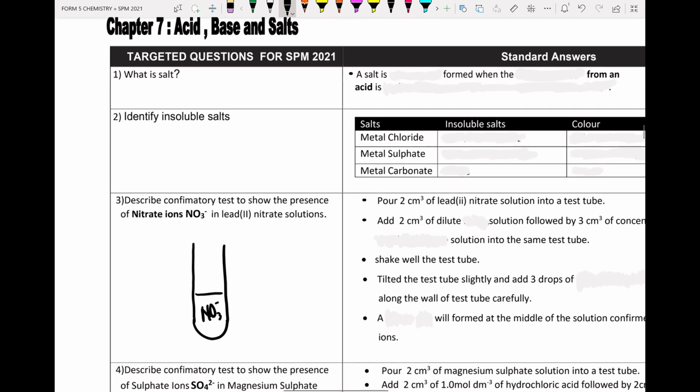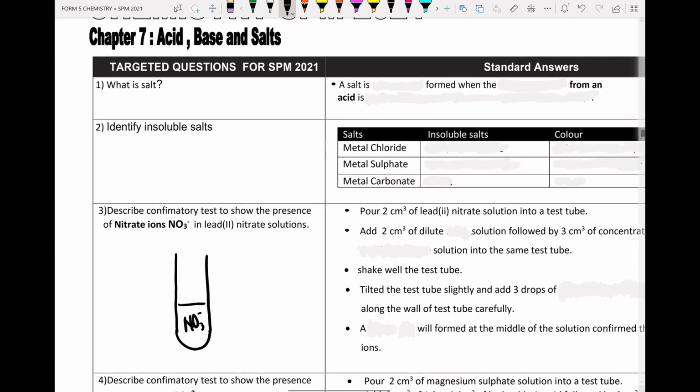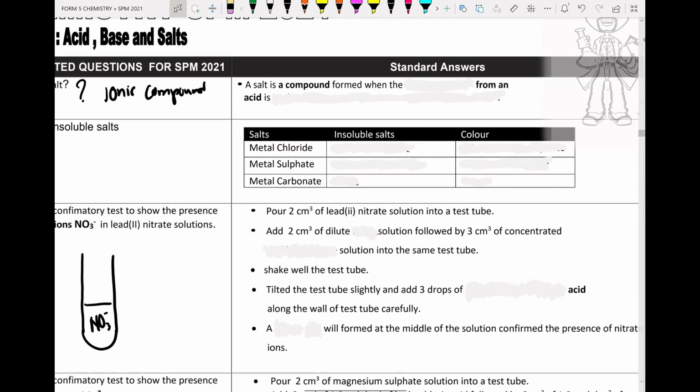Alright, we move on to the next topic. The next subtopic will be salt. What is salt? Salt is basically an ionic compound. A salt is an ionic compound formed when the hydrogen ion from an acid is replaced by a metal ion or by an ammonium ion.